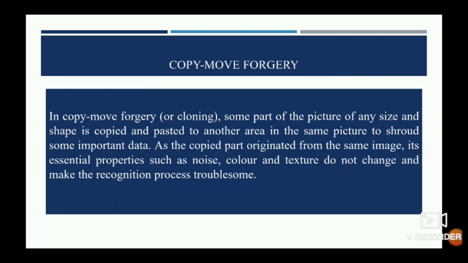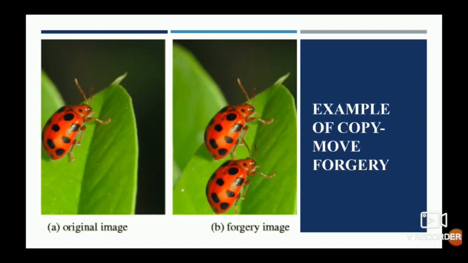Now, copy move forgery. What is copy move forgery? As we have discussed, copy move forgery is copying a part of an image and pasting it onto the same image. Now, as the copied part originated from the same image, its essential properties such as noise, color and texture do not change, and this makes detection problematic. This is an example of how a part of an image is copied and pasted onto the same image.